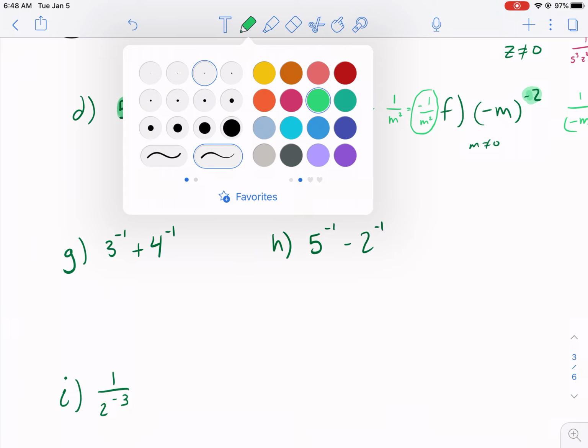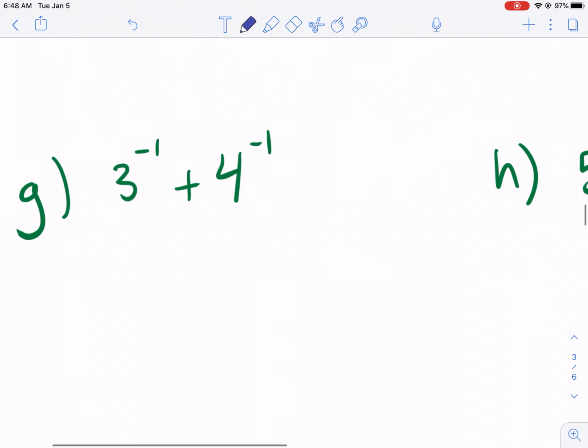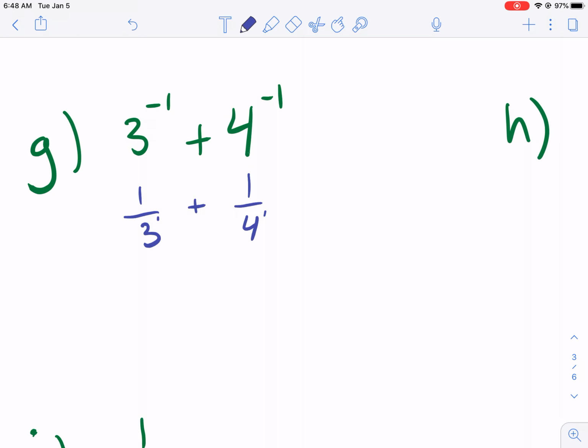All right, here we go. Now we have a little bit of addition going on in addition to what we're doing with the exponent. So we're going to rewrite these first. 1 over 3 to the first, plus 1 over 4 to the first. So that's 1 over 3 to the first power, 1 over 4 to the first power. So it's 1/3 plus 1/4. Hopefully you're good at fractions.